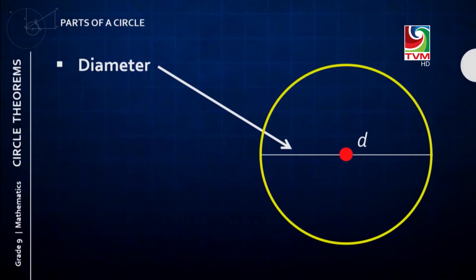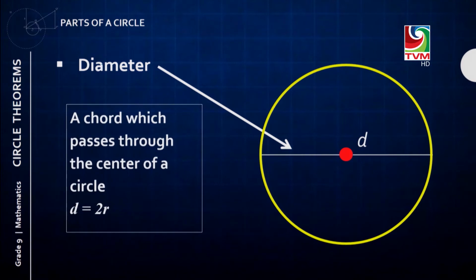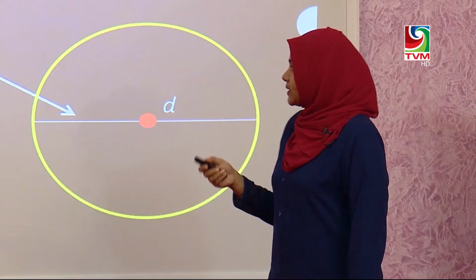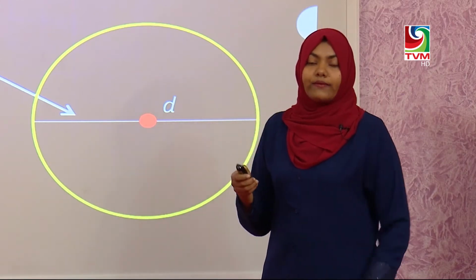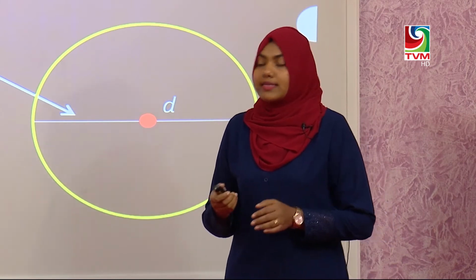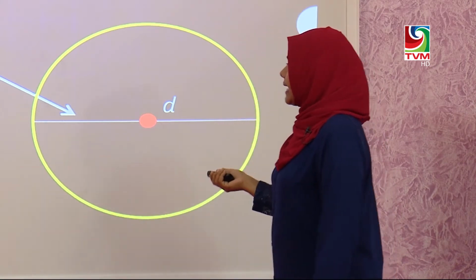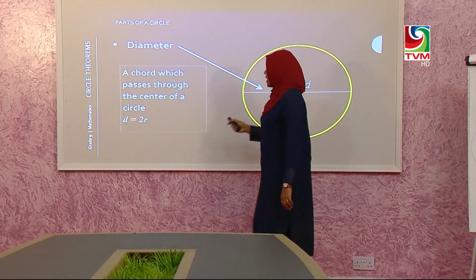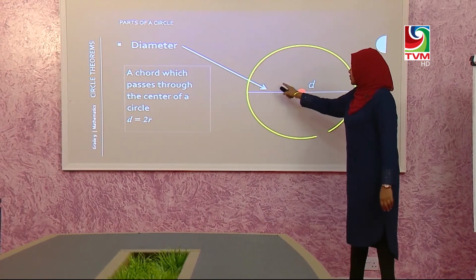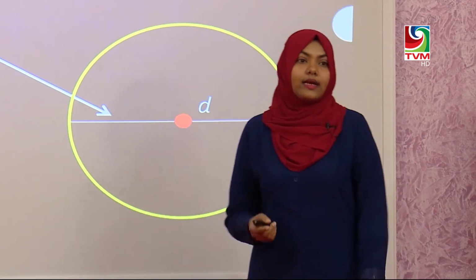The next is diameter. This is also a chord, and this is the longest chord of the circle, which passes through the center of the circle. That is a special feature of diameter. A diameter is a chord which passes through the center of the circle, and it is always 2 multiplied by r. From here you can see 2 radii complete a diameter.